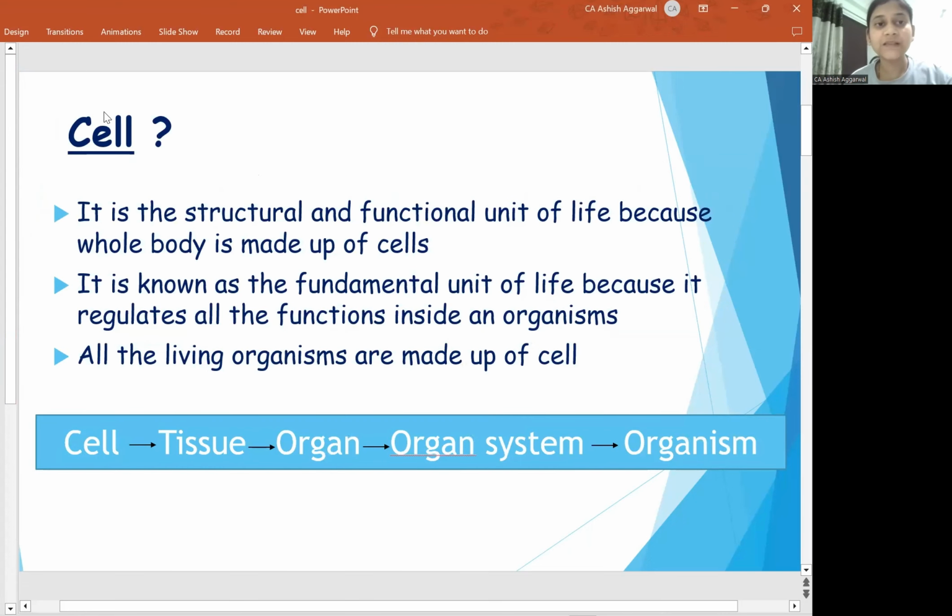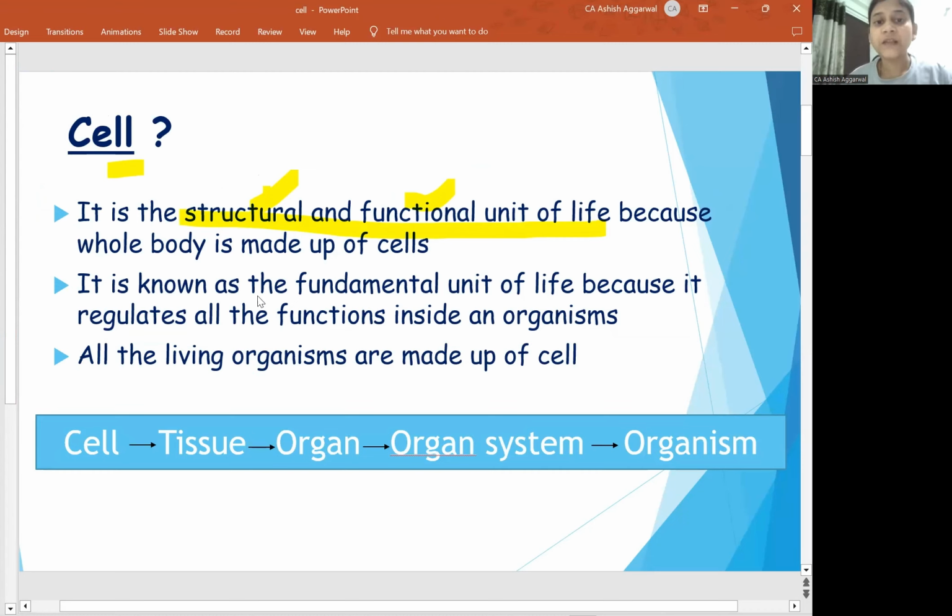First of all, we'll see what a cell is. A cell is the basic structural and functional unit of life. Why is it called the structural and functional unit of life? Because it helps to form structure and it helps to perform the functions of the body.